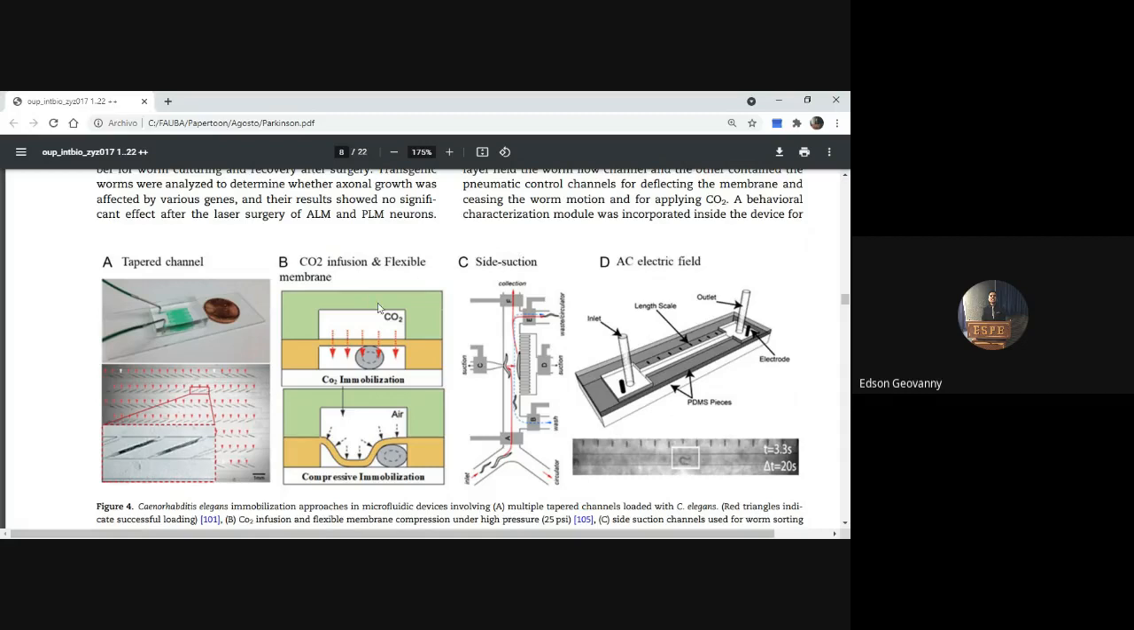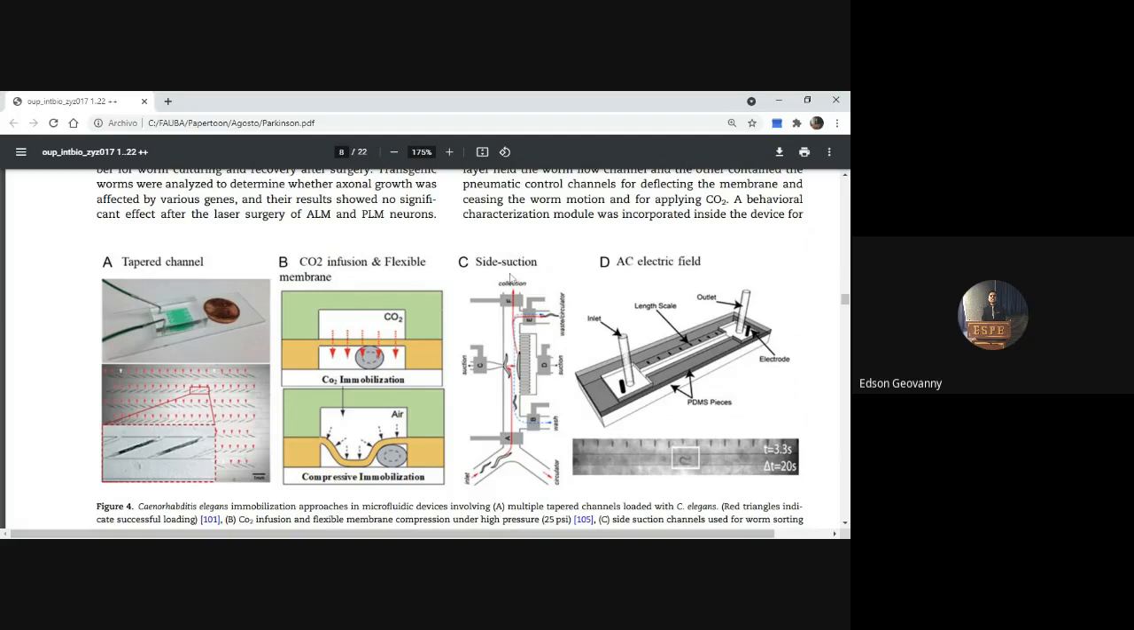Part B, the first approach was achieved by using a PDMS membrane to push the worm into the channel. CO2 is diffused as an anesthetic to immobilize worms. A membrane is between two PDMS layers. One contained the worm's fluid channel, the other contained the control channel to bypass the membrane and worm moving and apply CO2.